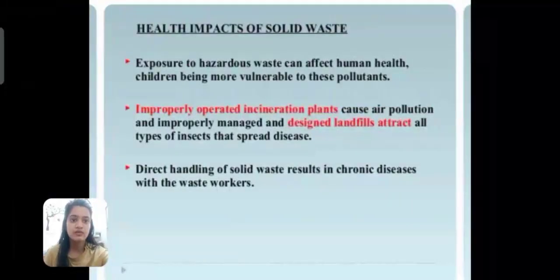Health impact of solid waste. Exposure to hazardous waste can affect human health, children being more vulnerable to this pollutant. Improperly operated incinerator plants cause air pollution, and improperly managed and designed landfills attract all types of insects that spread diseases. Direct handling of solid waste results in chronic diseases among waste workers.